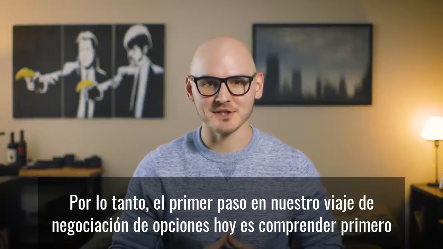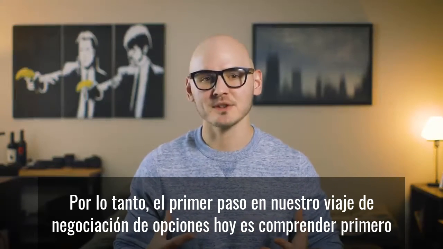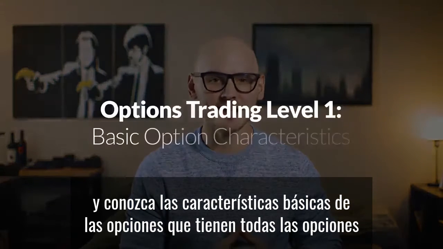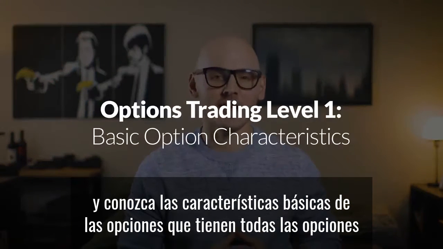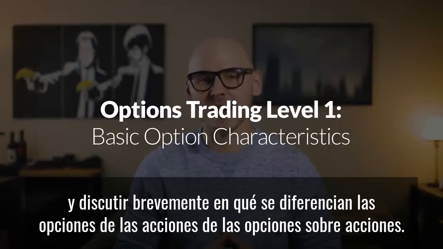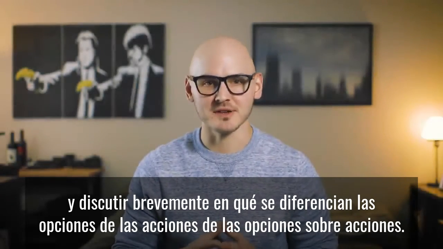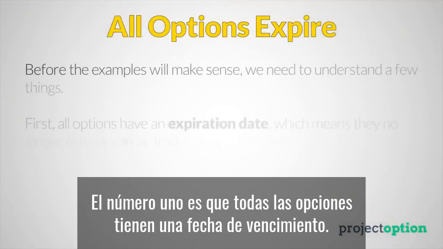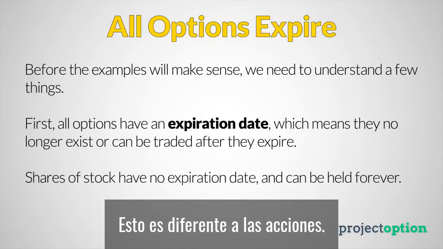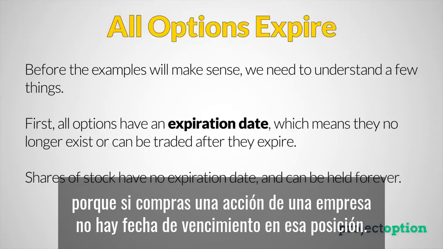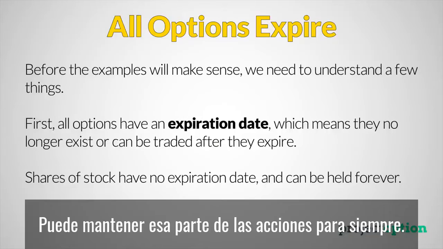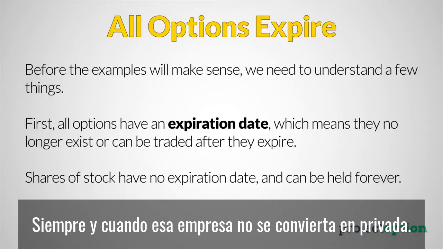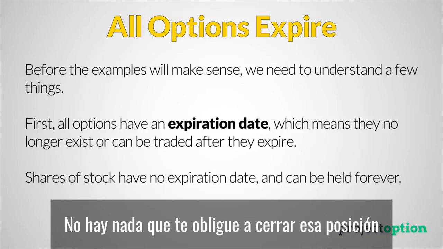The first step in our options trading journey is to understand the basic option characteristics that all options have, and briefly discuss how options are different from shares of stock. Option characteristic number one is that all options have an expiration date. This is different from shares of stock, because if you buy a share of a company's stock, there's no expiration date on that position. You can hold that share forever as long as that company doesn't go private. There's nothing forcing you to close that position.